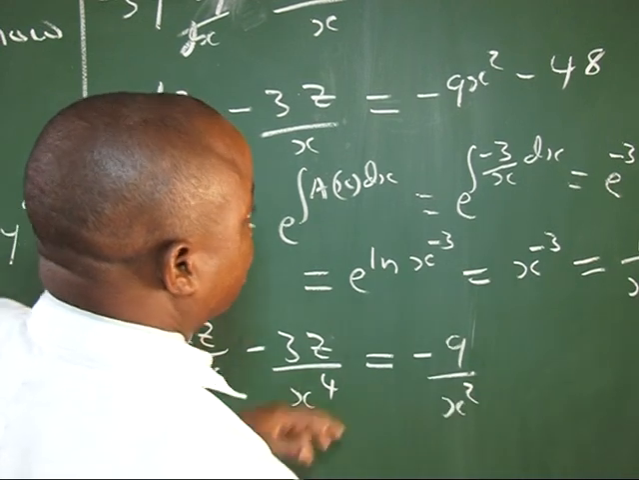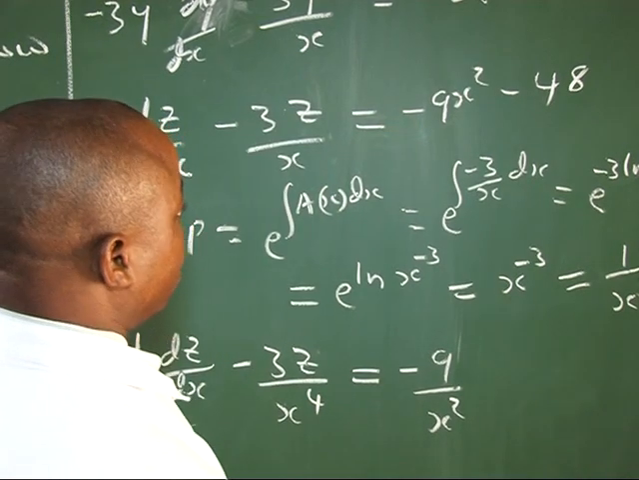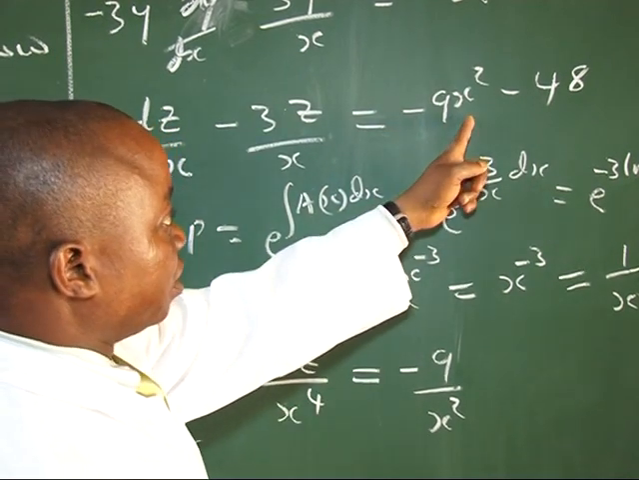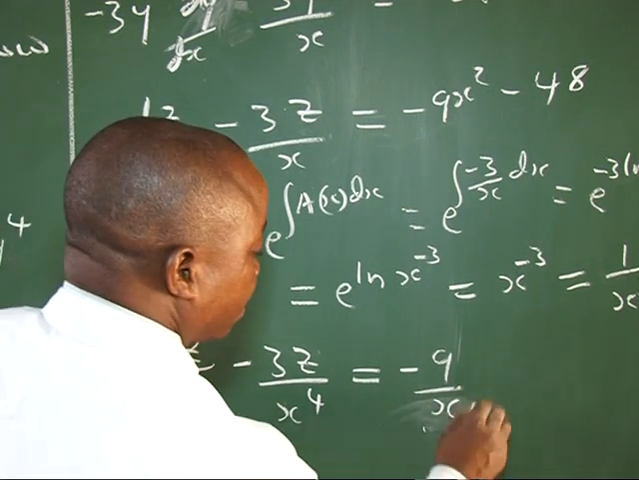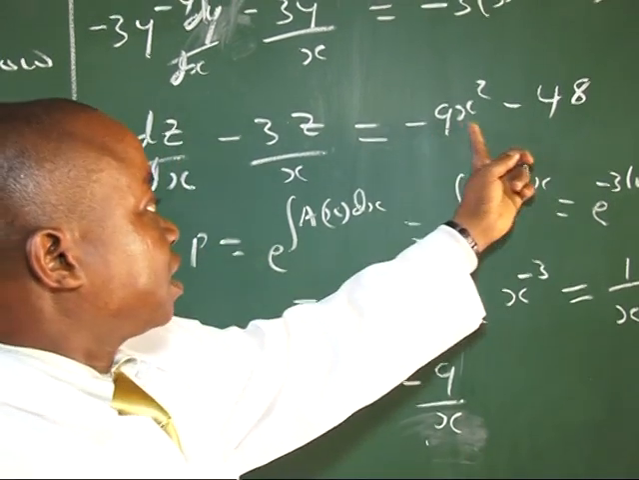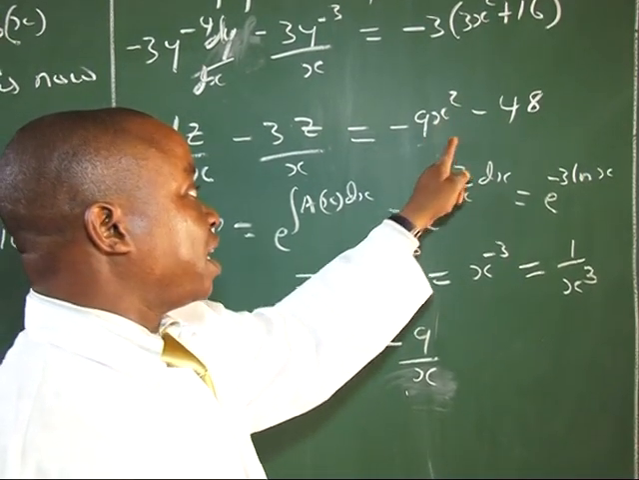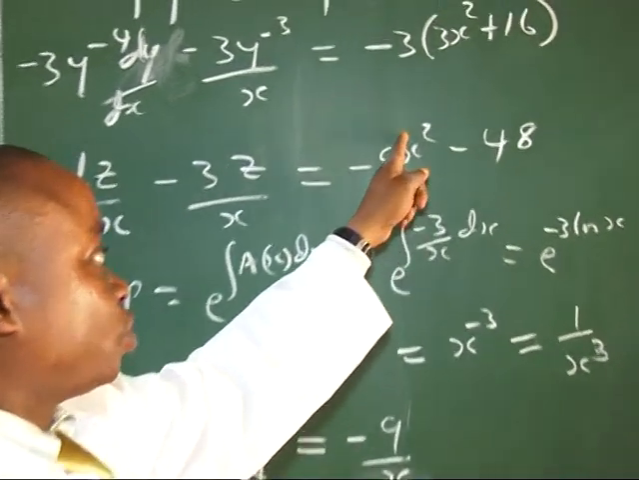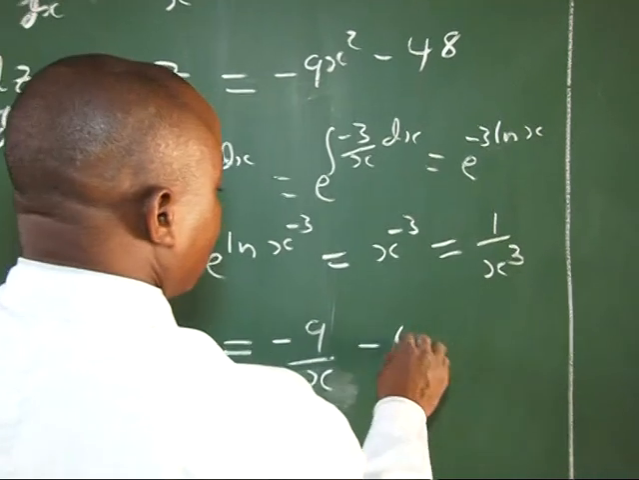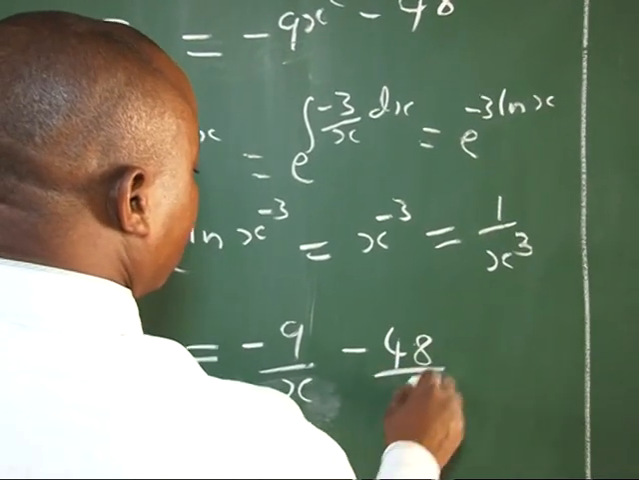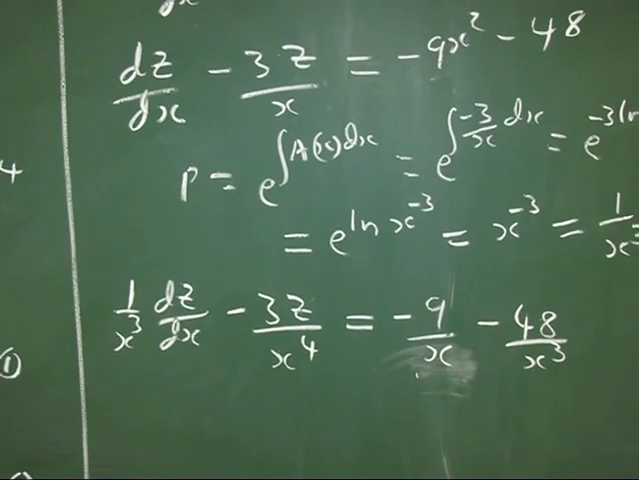9x squared. You know how? Because x squared, okay, this is x raised to power 3. We have only x here because x all over 3. We have x squared all over x cubed. And then 2 here will cancel here, remaining 1. Minus 48 all over x cubed. That is what we will have.